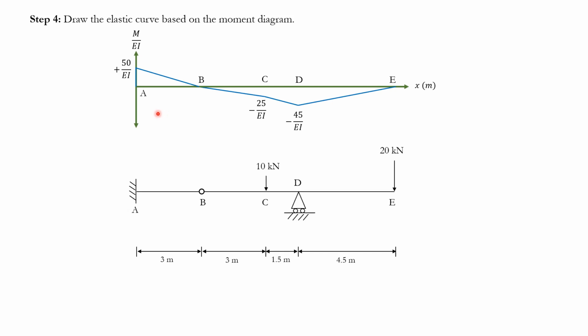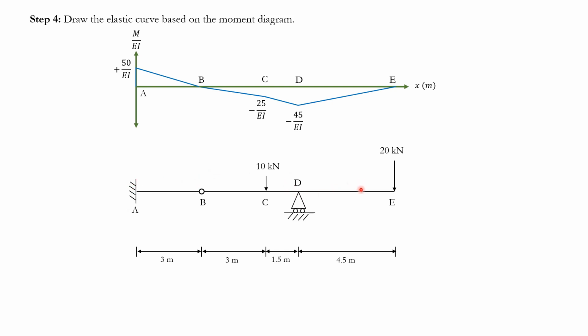How can we do that? Well, here, the positive moment indicates it's concave up. The negative moment indicates that it's concave down. So that's a very important indication that this part of the beam is going to have a concavity like this, and this part of the beam is going to have a concavity like this. Okay. Now, how can I do that?